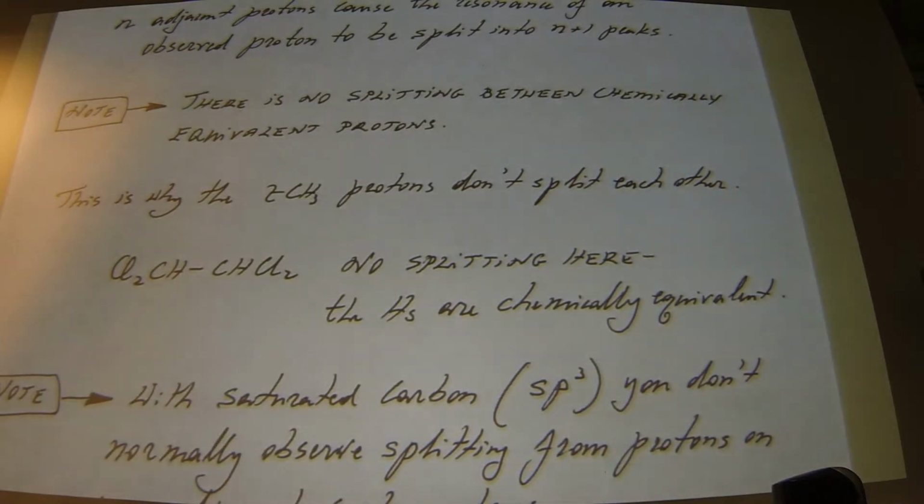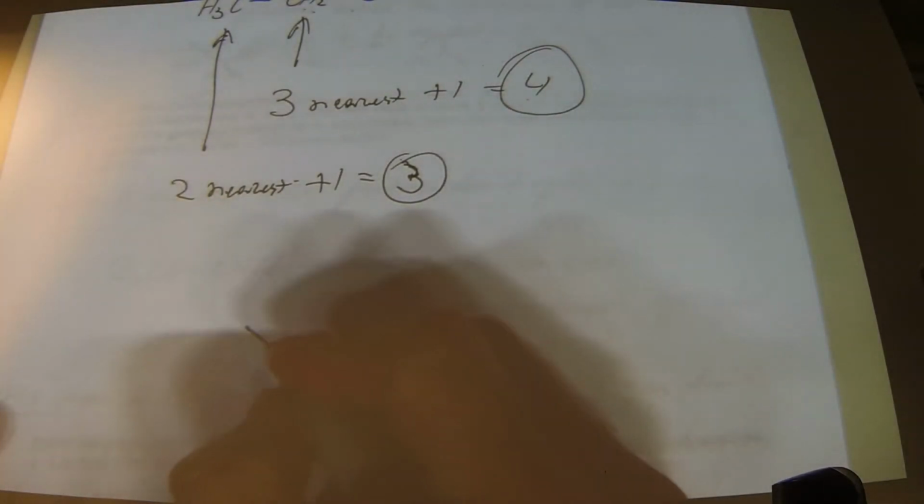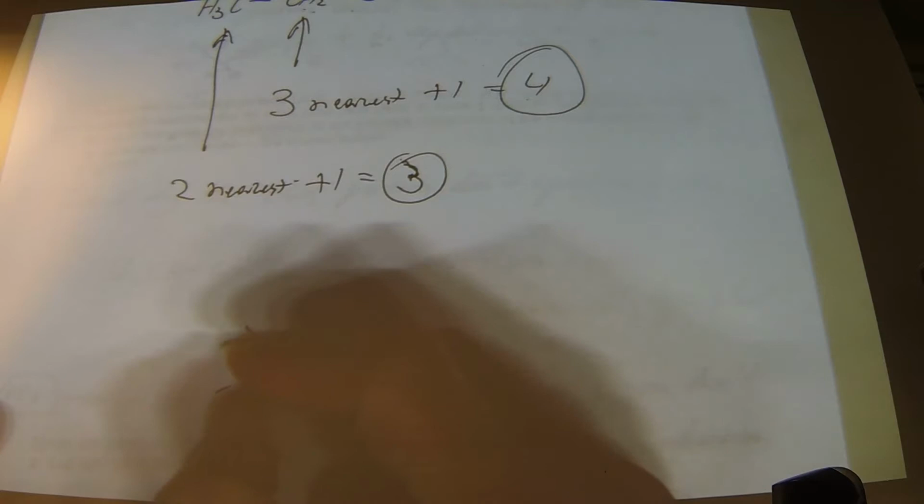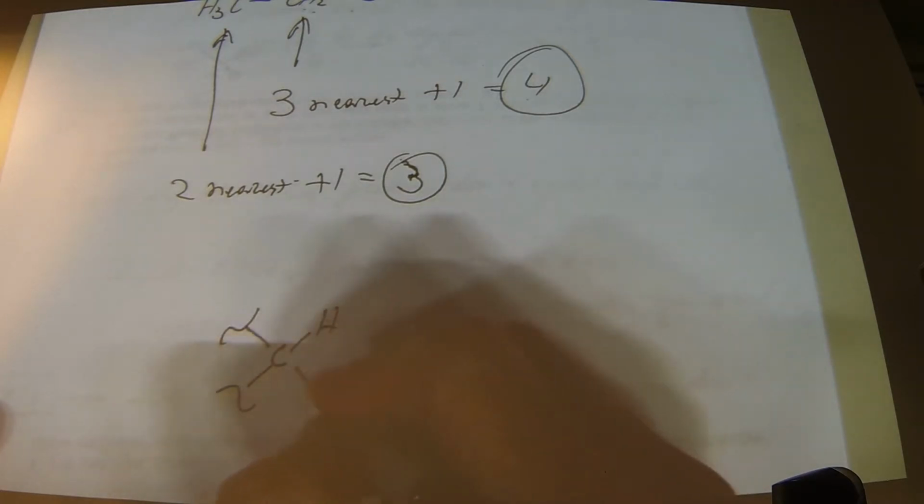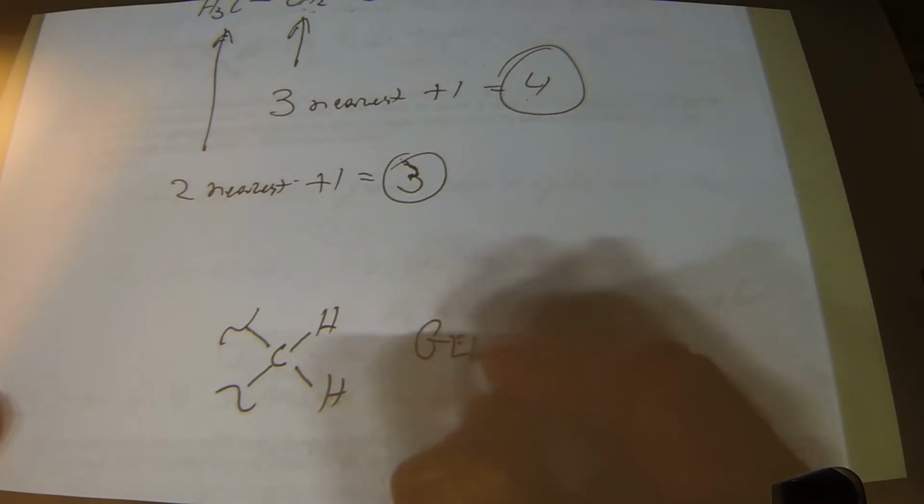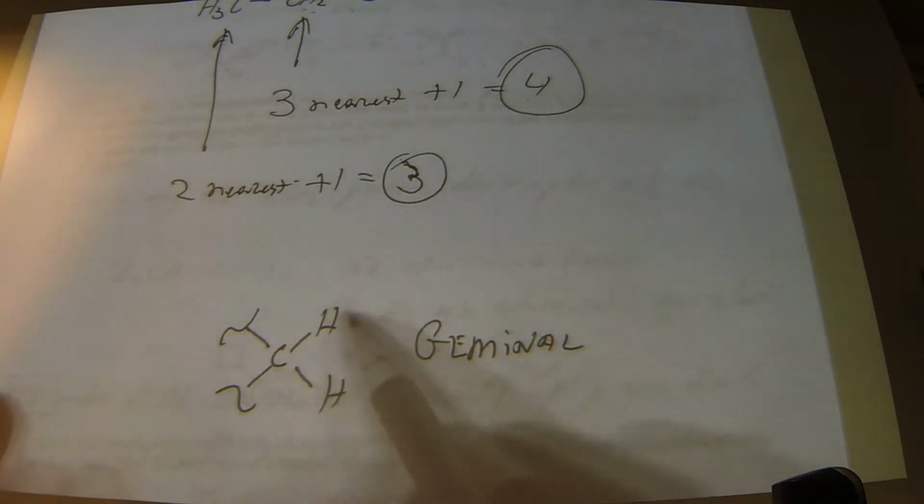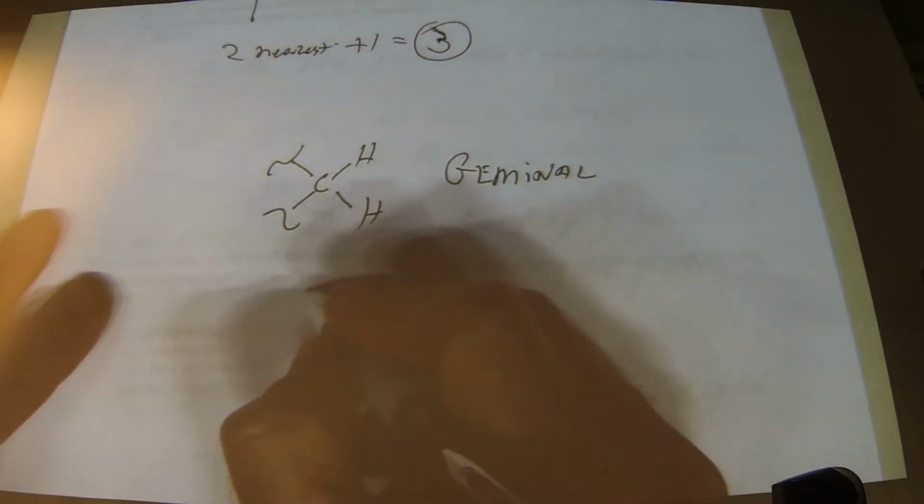Now the other thing that you need to notice is that the splitting is a short-range effect. And so most of the splitting is going to be of 2 types. Okay, these kinds of protons split each other. This is called geminal splitting, or coupling. Geminal because they're both on the same carbon, or they can be like this.